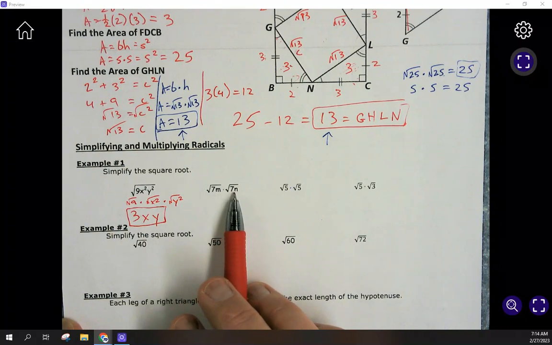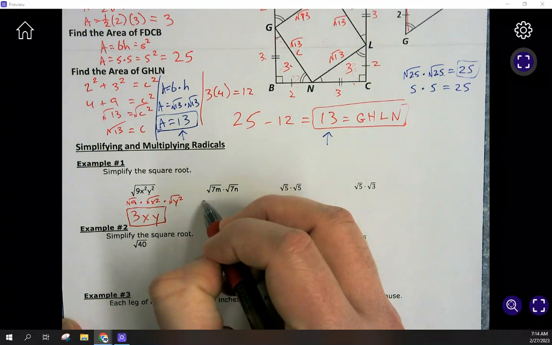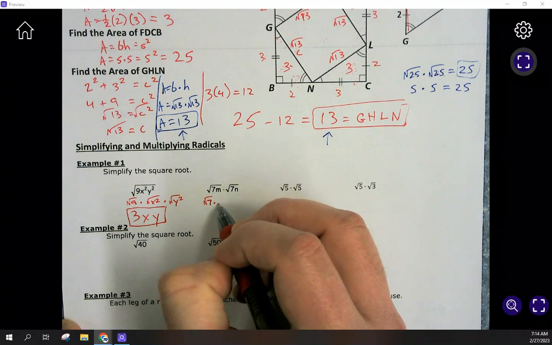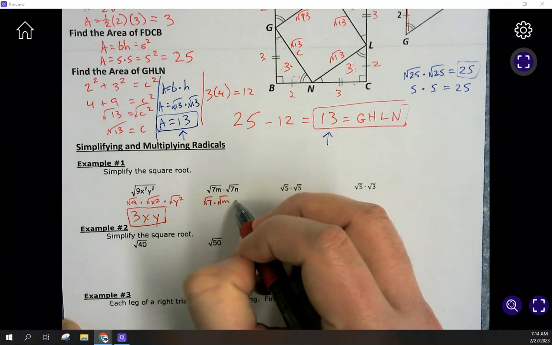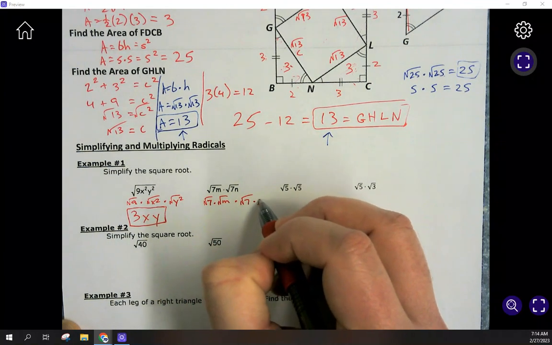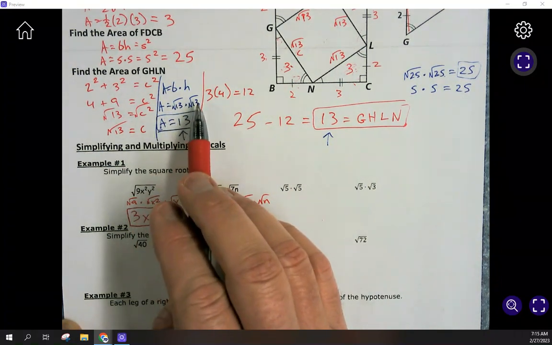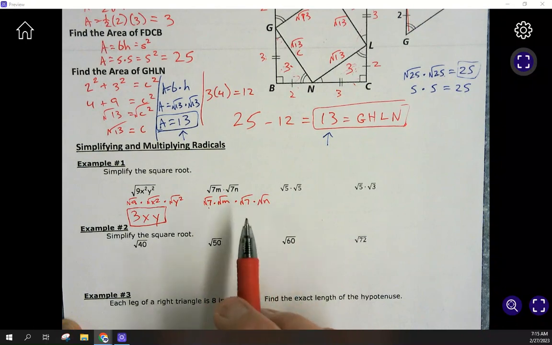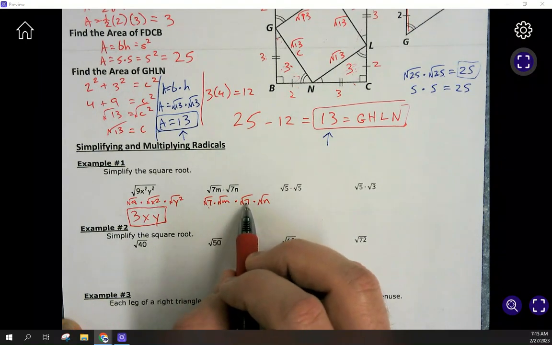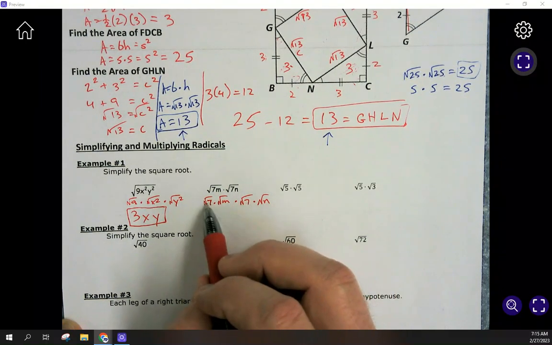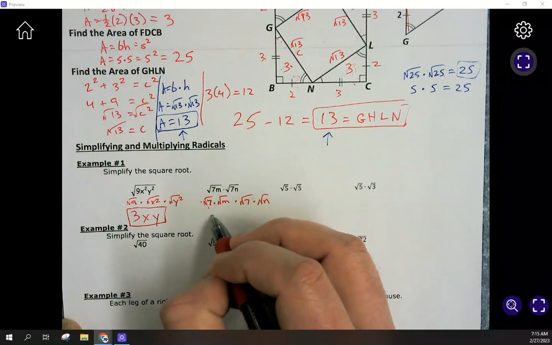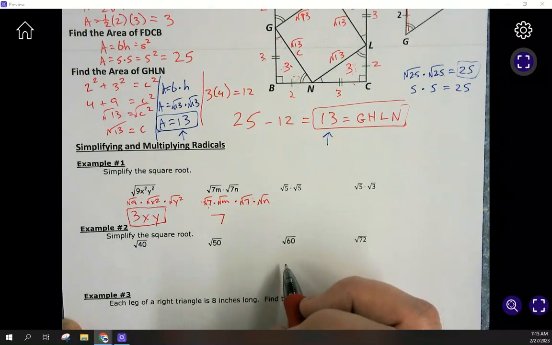All right, we've got this one, which we can separate into square root of 7 times square root of m times square root of 7 times square root of n. We talked about up here, any square root times itself just becomes the whole number. So square root of 7 times square root of 7, remember you can multiply in any order. So I can go ahead and multiply those two together and just get the whole number 7. The square root goes away.